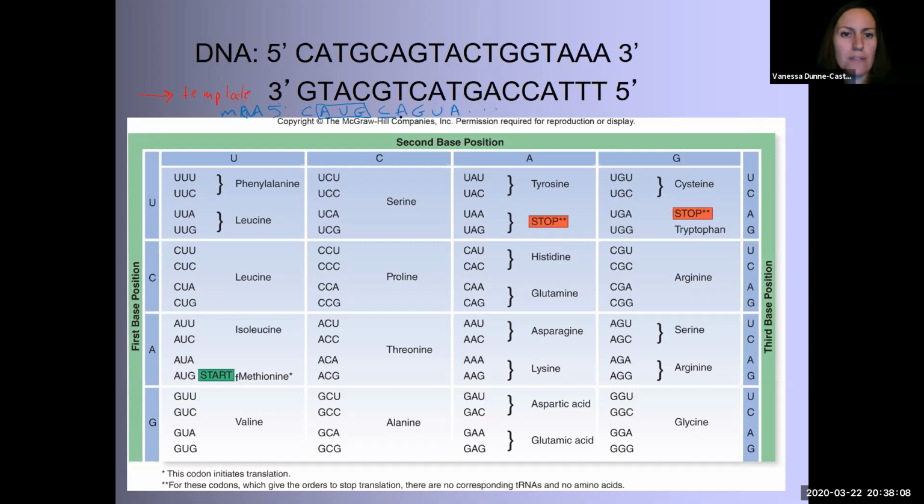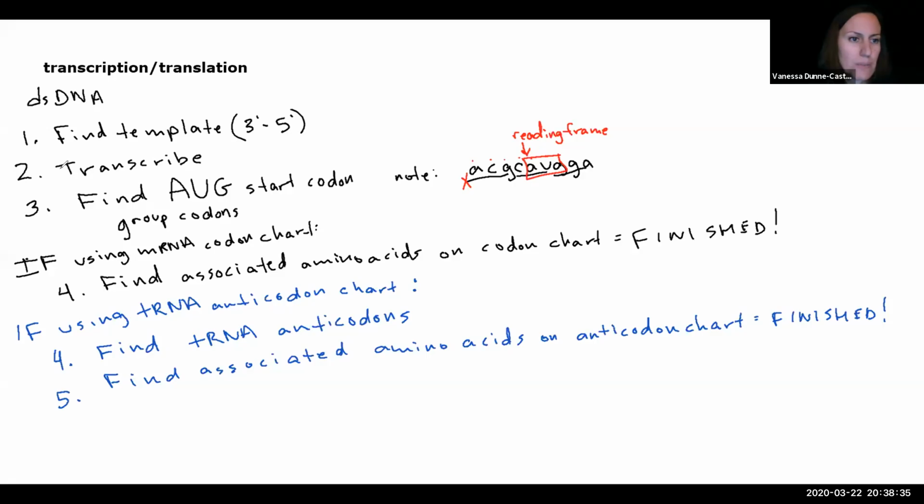And then every three nucleotides will be the next, or all subsequent, codons. So here's our next codon. And then I'll just give you one more here. Here's our next codon. And then you can continue this process as you continue to transcribe this. So we are now on step number four. We have to decide first if we just finished step number one, step two, step three. We just grouped our codons.